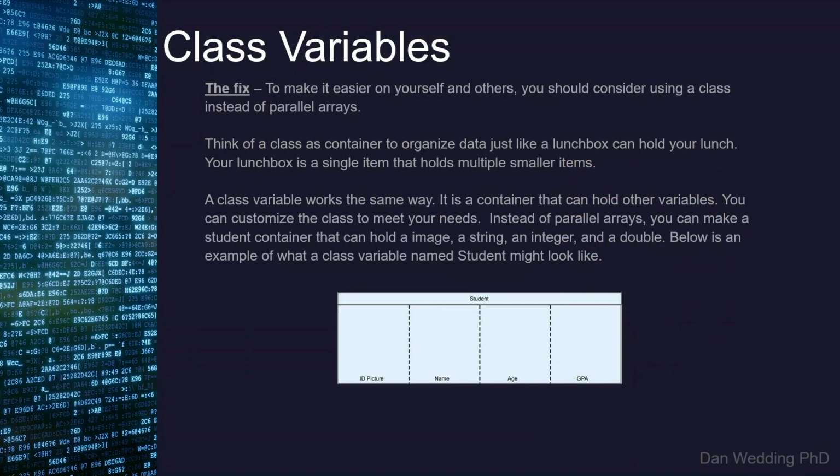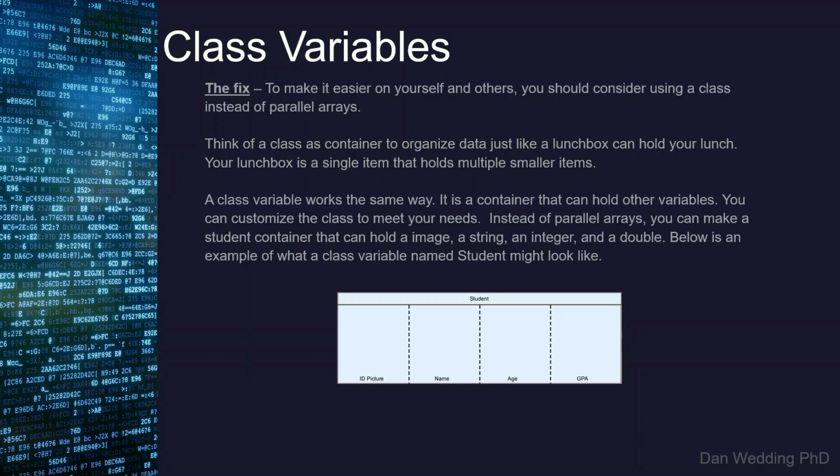To make it easier on yourself and others, you should consider using a class instead of parallel arrays. Think of a class as a container to organize data, just like a lunchbox can hold your lunch. Your lunchbox is a single item that holds multiple smaller items. A class variable works the same way. It is a container that can hold other variables. You can customize the class to meet your needs.